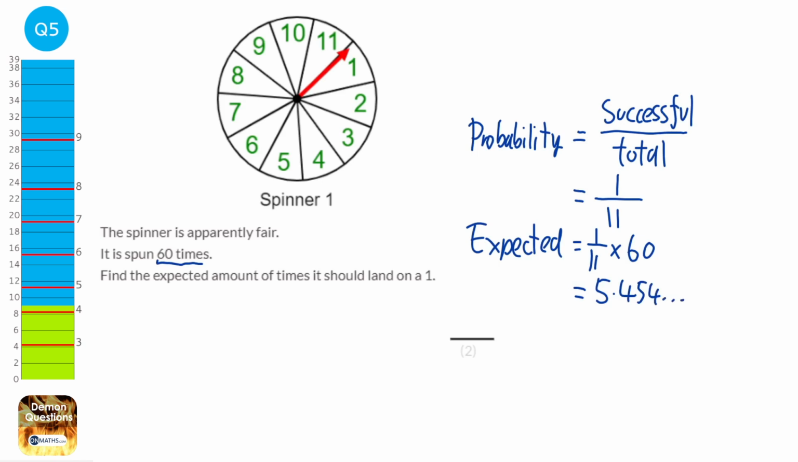Now it can't have landed on a 1 5.4 times, so it's definitely, well, this probability, we always round down, so never ever round up, because it's 5 times and then a little bit extra, and so only when it gets to 6 can we say that it's 6 times. So the answer to this is just 5.